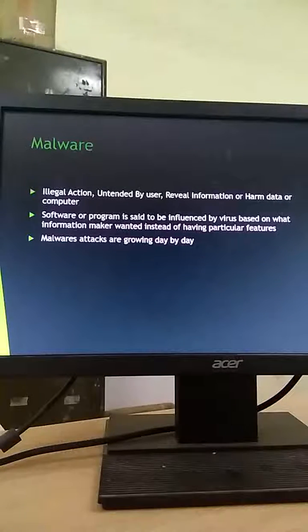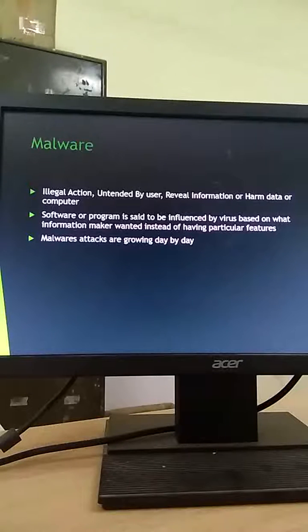We have seen that today everywhere we are using electronics, mobile phones, pen drives, Fitbits, and everything, and there we have a huge amount of data, and that's why there are illegitimate people who are working to get our data. So the malware definition has three important words: it's an illegal action, it's not intended by the users, and it reveals information or harms data or a computer. These are the three main characteristics which every malware has.